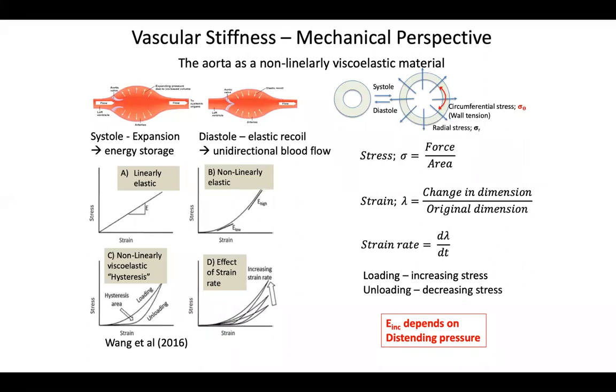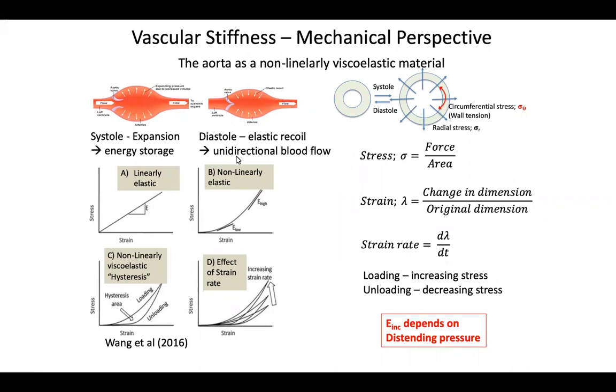topic, which is vascular stiffness. So all biological tissue have a specific biomechanical property associated with them. The blood vessels are what is called a non-linearly viscoelastic material.